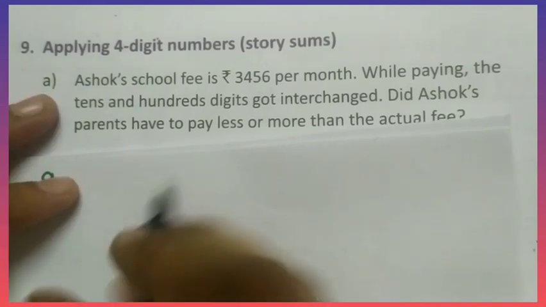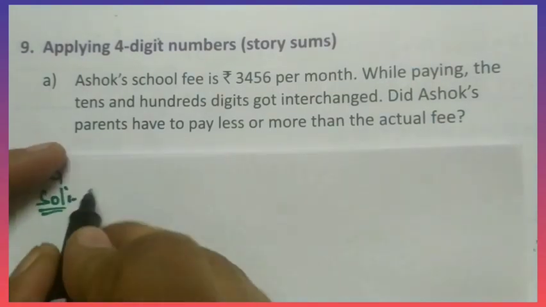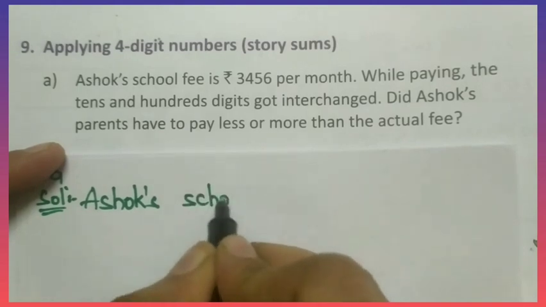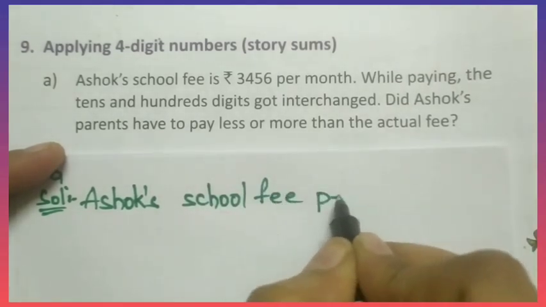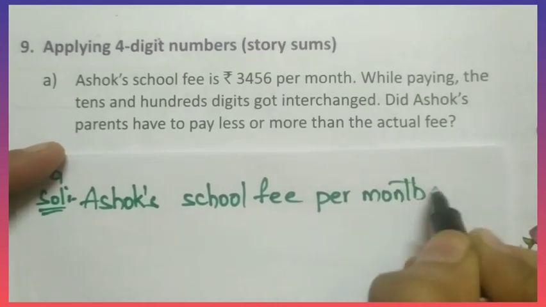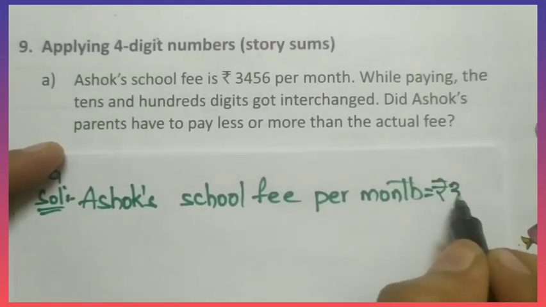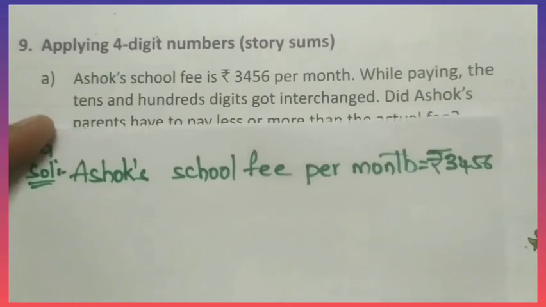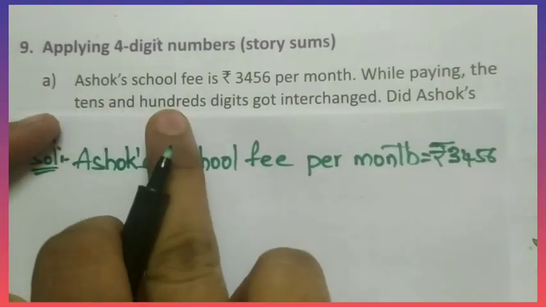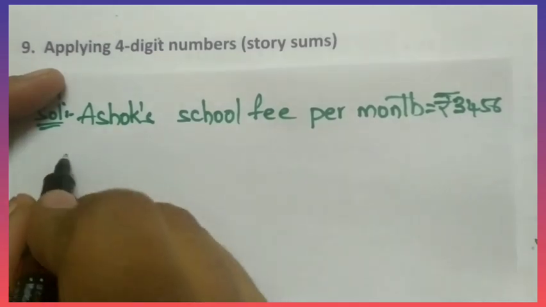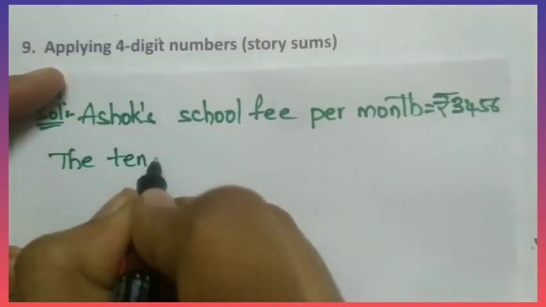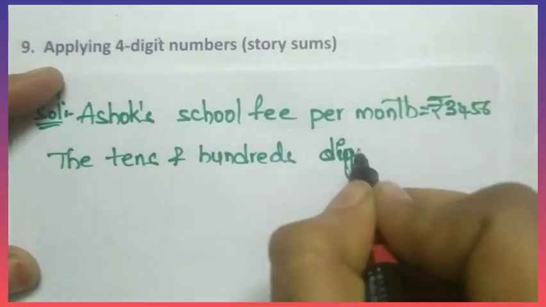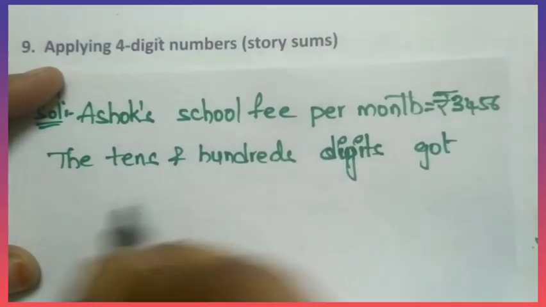Look, a solution. First, Ashok's school fee per month. How much? Yes, this is the rupee symbol, 3456. While paying, the tens and hundreds digits got interchanged. So what happened? The tens and hundreds digits got interchanged.